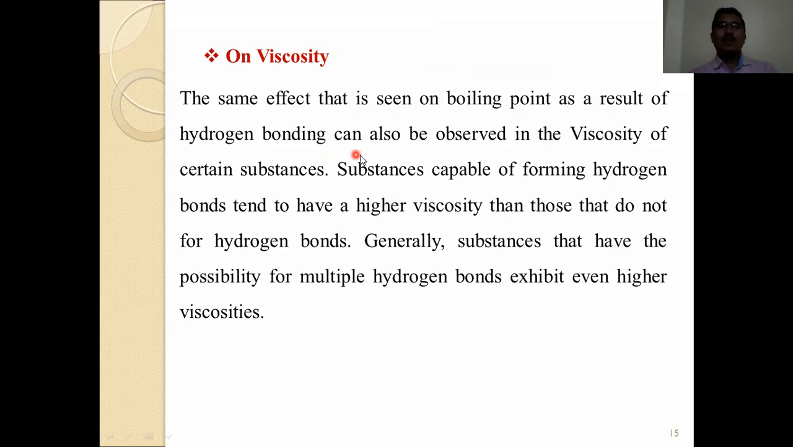the hydrogen bonding can also be observed in the viscosity of certain substances. Substances capable of forming hydrogen bonds tend to have a higher viscosity than those that do not form hydrogen bonds. Generally, substances that have the possibility of multiple hydrogen bonds exhibit even higher viscosity.